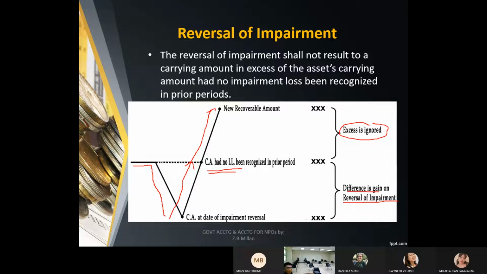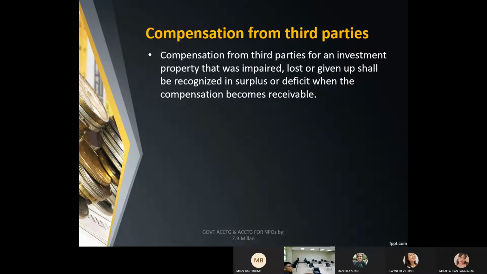Yung any amount na yung excess, ignored na yan. Okay. Yan lang yung sinasabi. No? Shall not result to a carrying amount in excess of the asset's carrying amount had no impairment loss been recognized. Yan, compensation from third parties. And for example, nasunog, no, yung building and insured siya. So yung compensation is recognized when it becomes receivable. Okay.